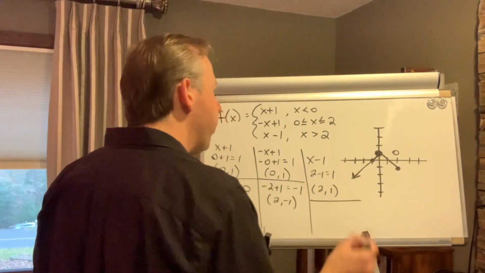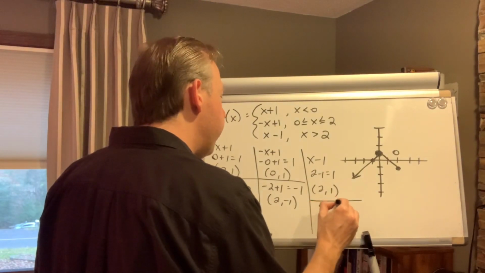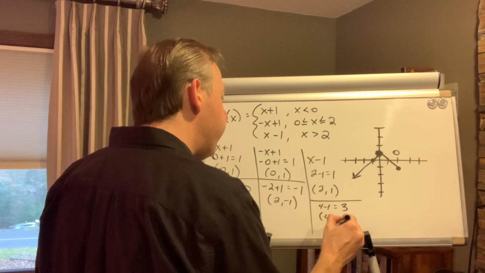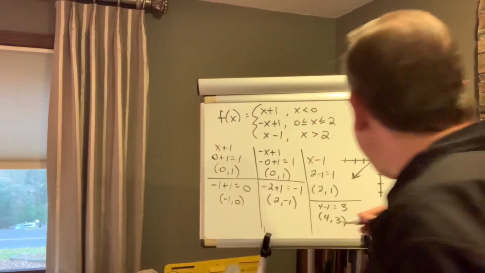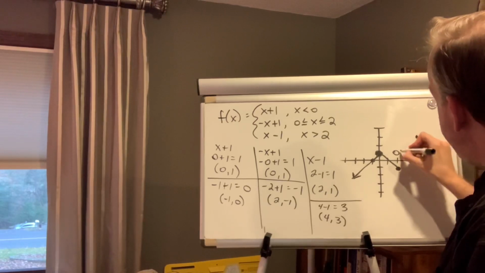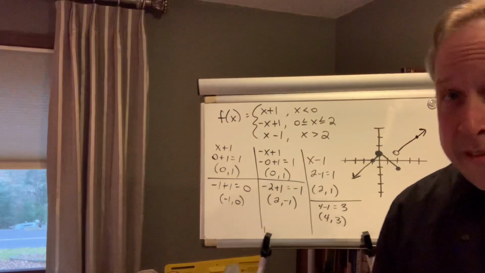What's a number more than 2? Let's try the number 4. What's 4 minus 1? Well, 4 minus 1 is 3. So that's the coordinate 4, 3, which is where this line's going to go. So 4, 3 is up here. So this is going in this direction. And that's it. That's the answer. That's all you've got to do.